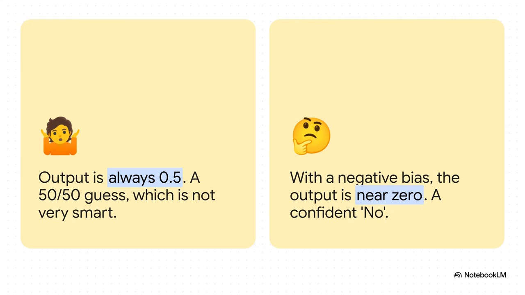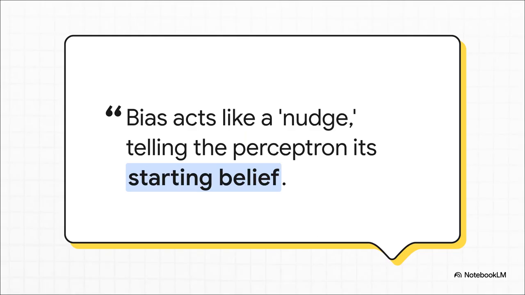Without a bias, a totally blank image leads to a total guess, a 50-50 coin flip. Not very smart. But with a negative bias, our perceptron has a built-in default belief. It can look at that blank image and say, I see absolutely nothing, so I'm really confident this is not a 3. See? It's already much smarter. So really, the bias just acts like a little nudge. It's telling the perceptron, look, even before you see any evidence from the pixels, this is my starting point. I'm either generally inclined to say yes, or in this case, generally inclined to say no.